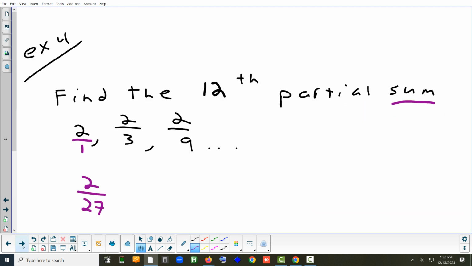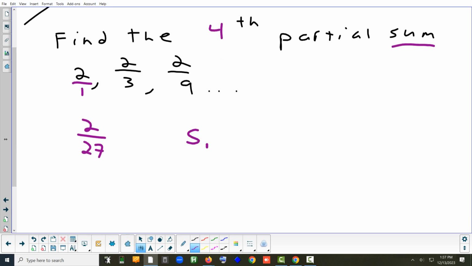All right. Now instead of doing it for the 12th partial sum, let's do it for the 4th, because 4 is small enough that we can quickly check it by hand and make sure that all 4 of those add up to what the formula says. Okay, so let's find the 4th partial sum.